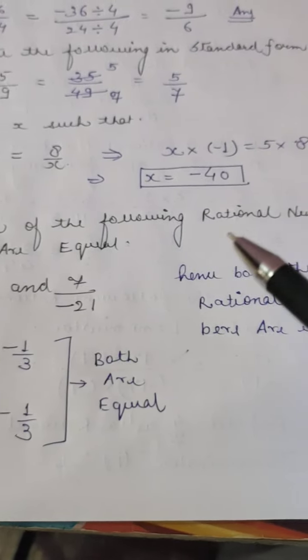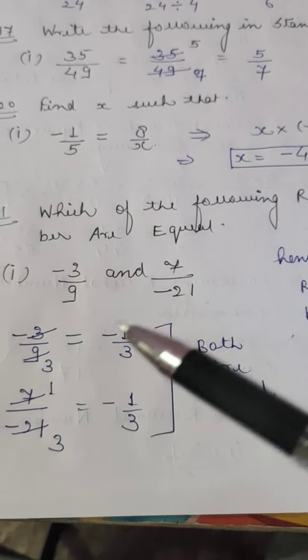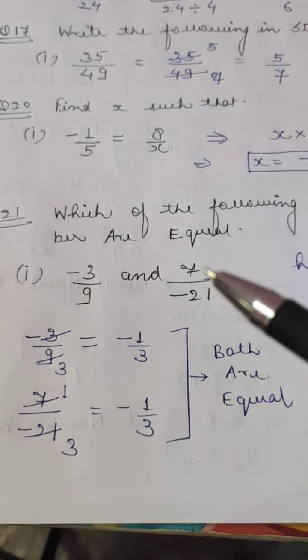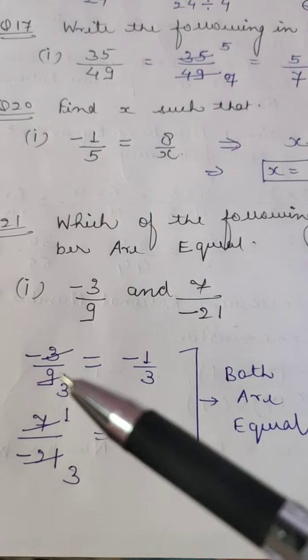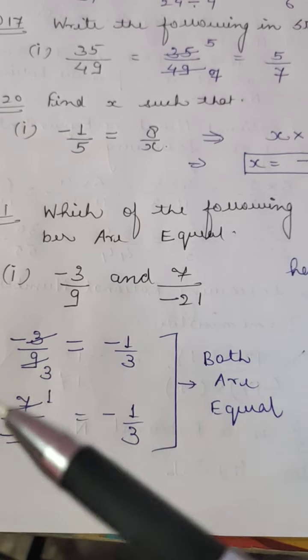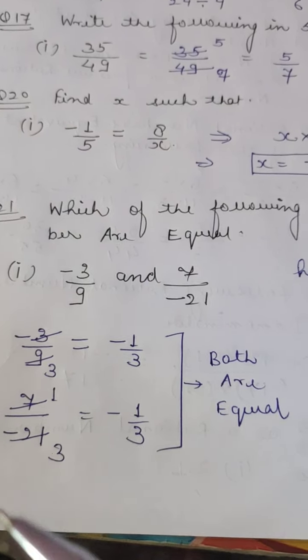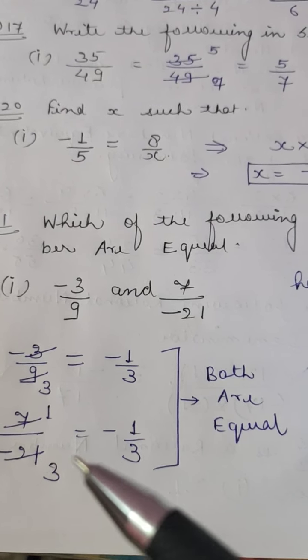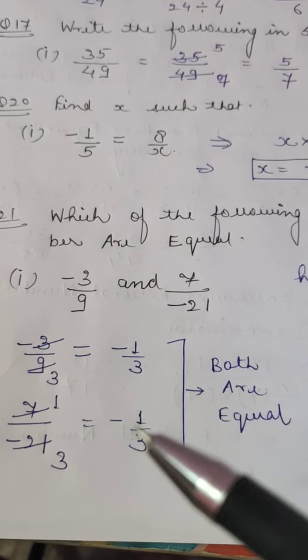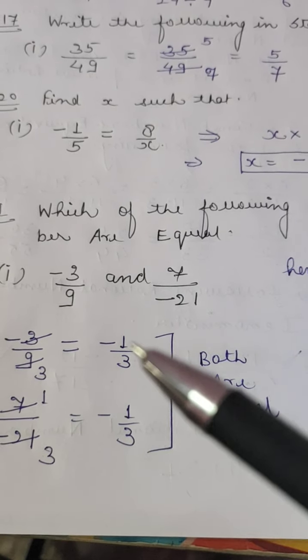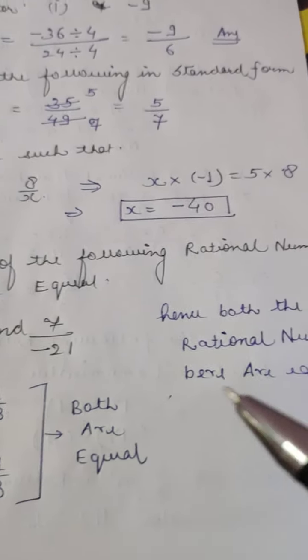Next one is: which of the following rational numbers are equal? So -3 by 9 and 7 by -21. First converting this into standard form, by cancelling out, we will get -1 upon 3. And in the other rational number, 7 upon -21, by cancelling out we will get -1 upon 3. So both the results are the same. So both the rational numbers are equal.